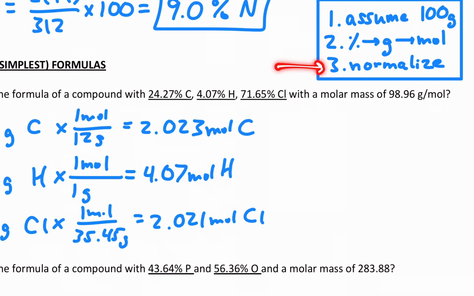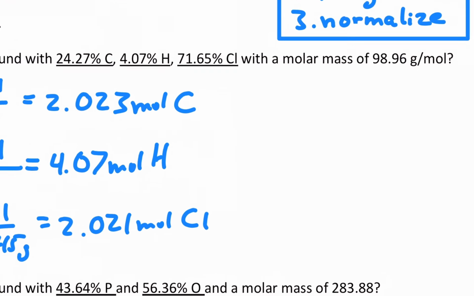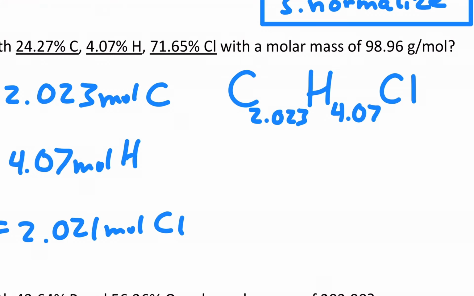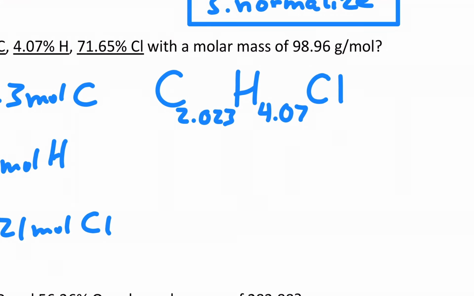Now we need to do step 3, which is just normalize this. And here's what these mole values mean. They're a ratio of how many of each element you have. And I'm going to write them as if they're subscripts. The ratio of carbon is 2.023 to hydrogen, 4.07 to chlorine, 2.021. Now, I know, first of all, it looks bizarre because there's decimals. We never have decimals for compounds like this.